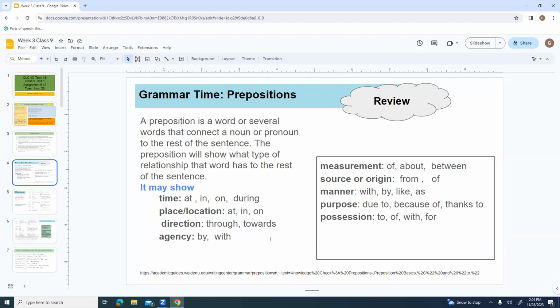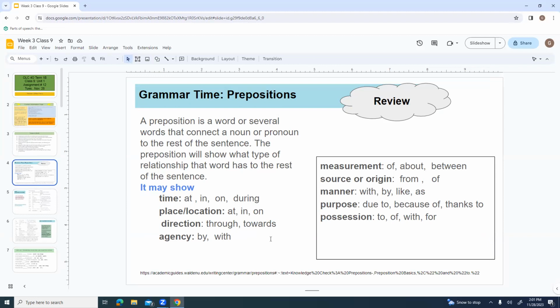We're just going to try and finish off our work on prepositions here. Remember that a preposition is a word or several words that connect a noun or pronoun to the rest of the sentence. And the preposition will show you what type of relationship that noun or pronoun has to the rest of the sentence. It may show time, like at, in, on, or during. It may show the place or location, like at, in, or on.